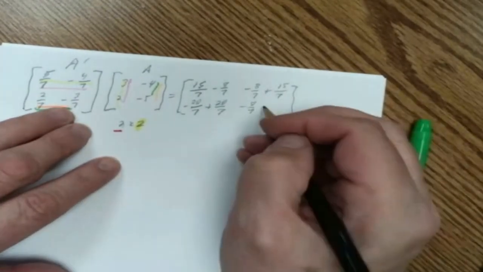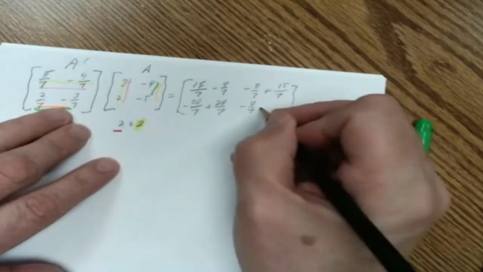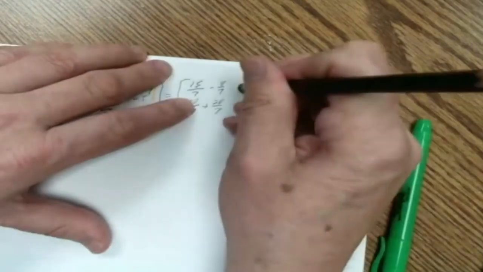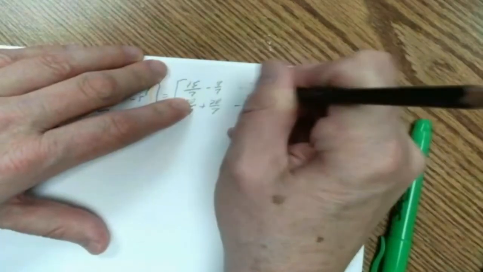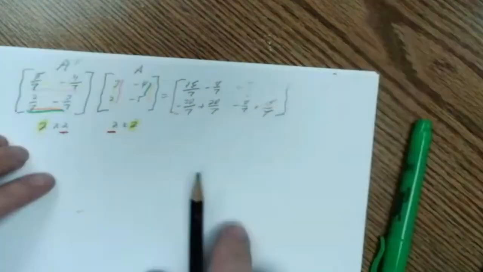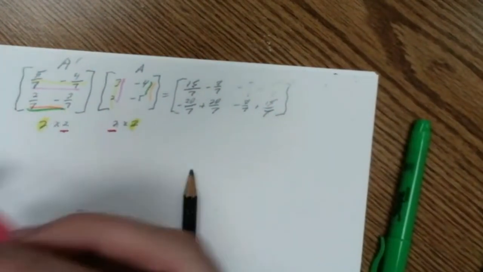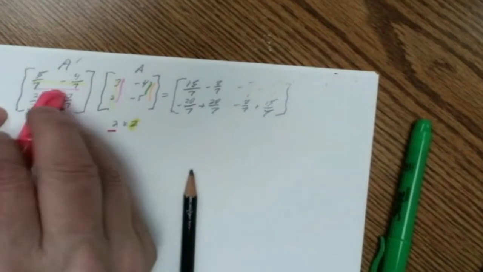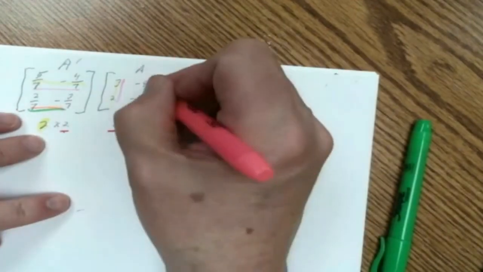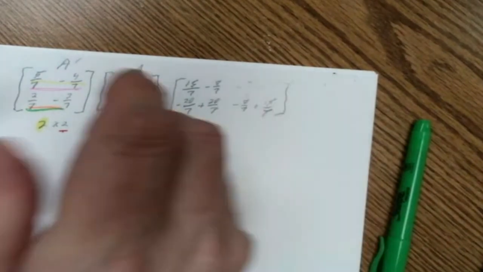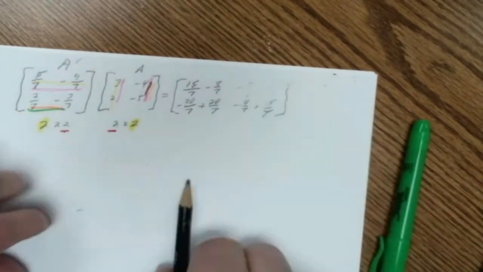Let's do this over here first. Negative, that's a plus 15/7. I did this one wrong. This was still the first row, so I should have stayed with the first row. The pink. I did the same one twice. You got to go first row, second column for the first row, second column over here.